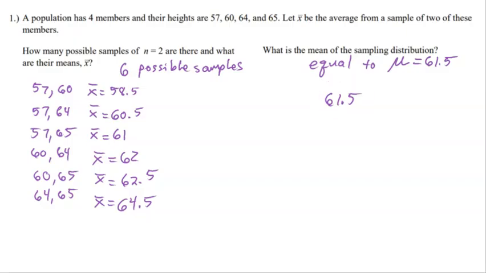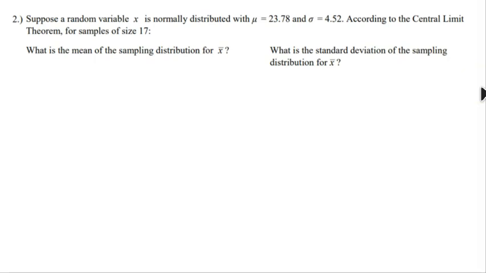All right, let's go on to the next question. Okay, so here's question 2. It says, suppose a random variable x is normally distributed and it has a population mean of 23.78 and a standard deviation of 4.52. According to the central limit theorem, for samples of size 17, so n equals 17, what is the mean of the sampling distribution for x bar? Well, we know that the mean of the sampling distribution is the same as the mean of the population. So this is a really easy one, 23.78.